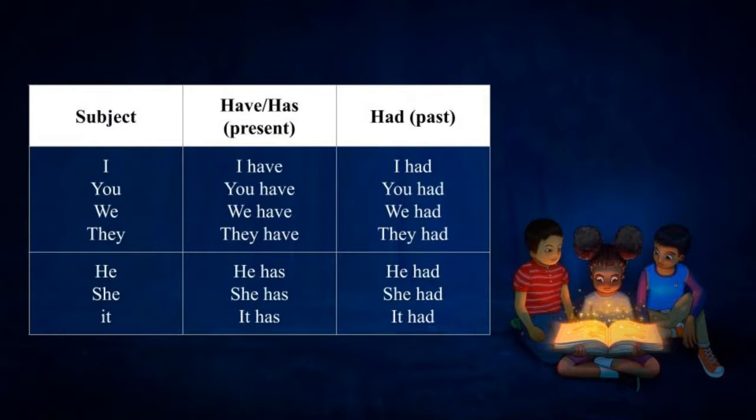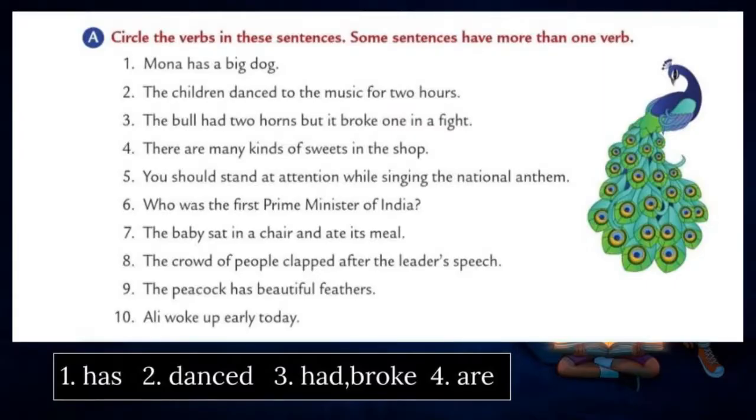Okay students, let's do the first exercise. That is, circle the verbs in these sentences. Some sentences have more than one verb. Okay, let's do the first one. Mona has a big dog. So, what do you want to do now? Circle the verb. So, what is the verb in the given sentence? Yes, you're right.